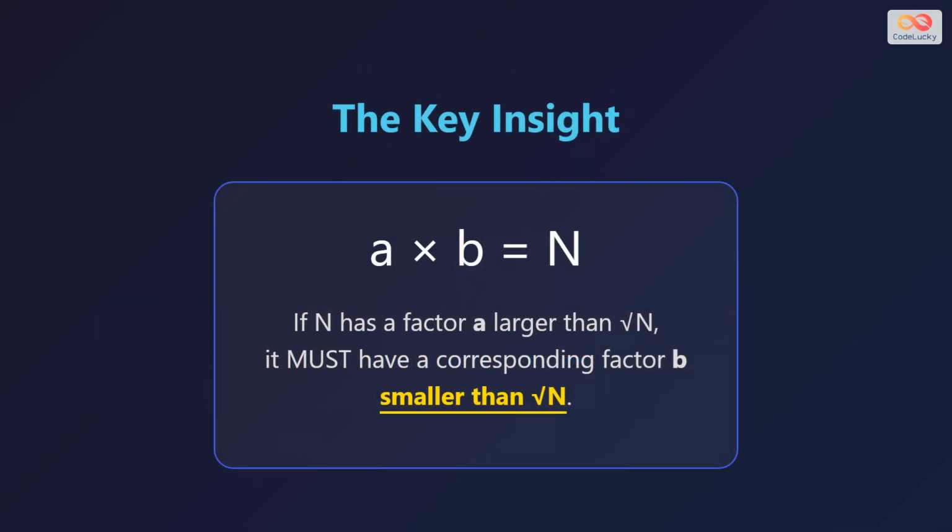Here is the secret to optimizing this. Factors of a number come in pairs. If a times b equals n, then they cannot both be larger than the square root of n. If one factor is larger, the other must be smaller to keep the product equal to n.